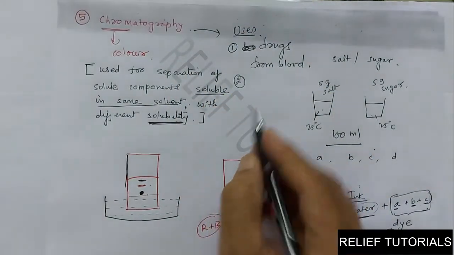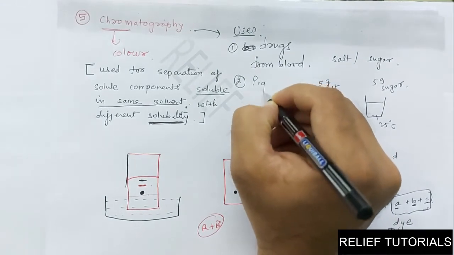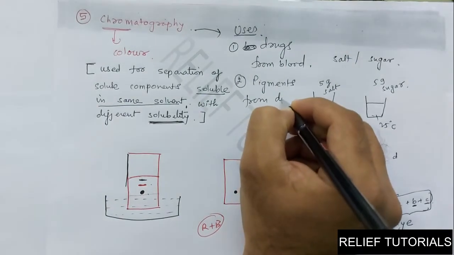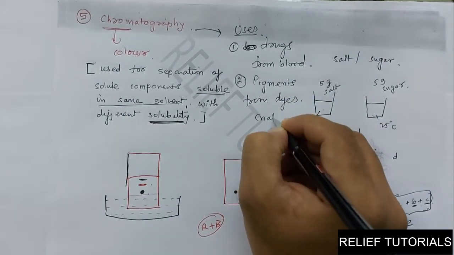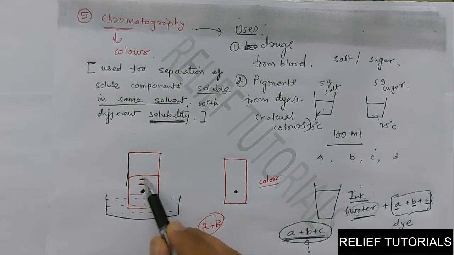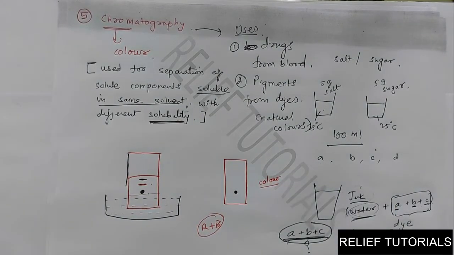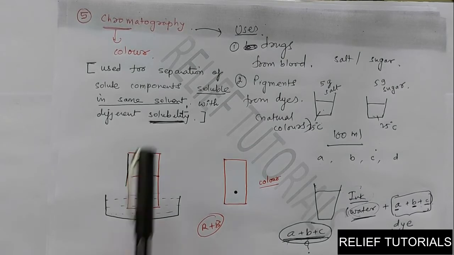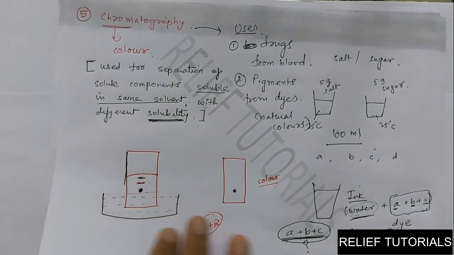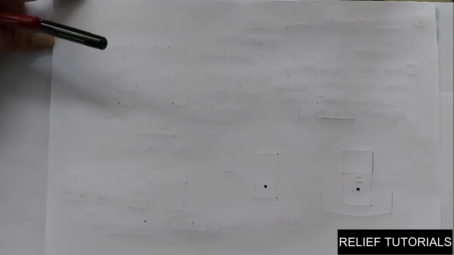Second use is this one, natural color pigments, means to separate pigments from dyes or the natural colors. Means to separate such 2 or 3 different types of colors from the dyes. So this way, this method is used on the basis of solute components soluble in the same solvent with different solubilities. The uses are given in your textbook also, you can remember them.